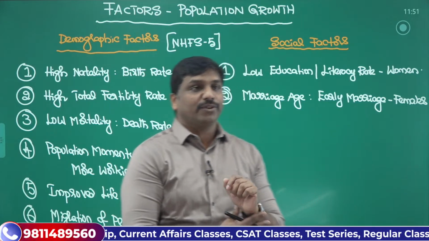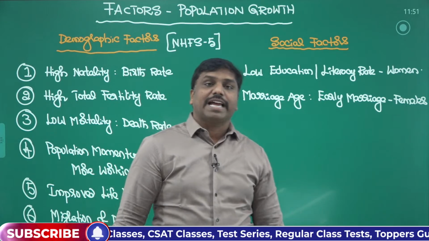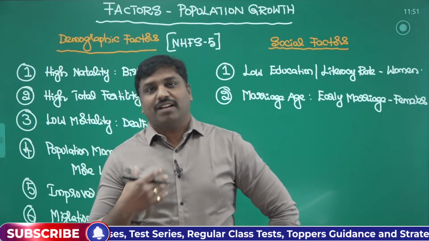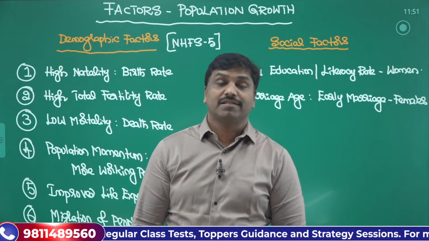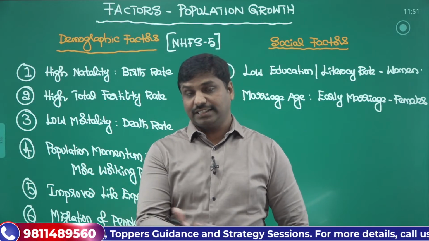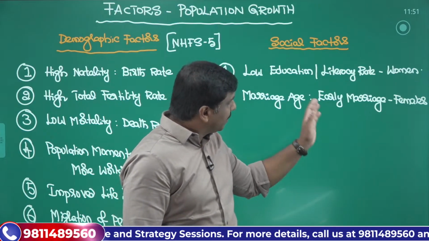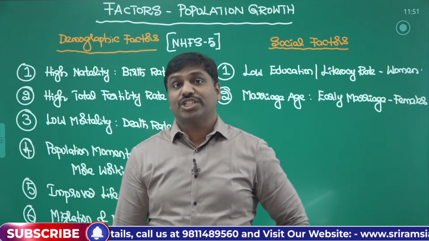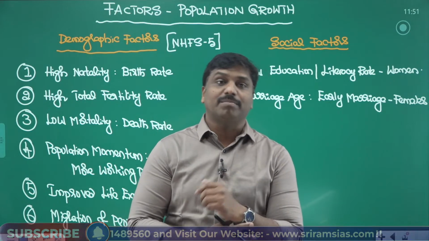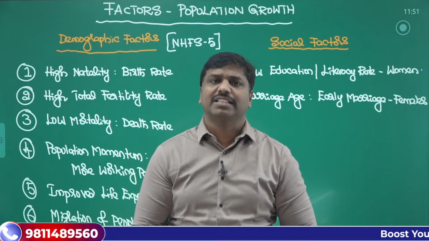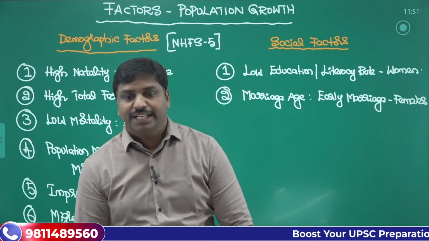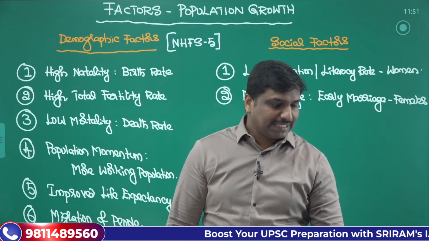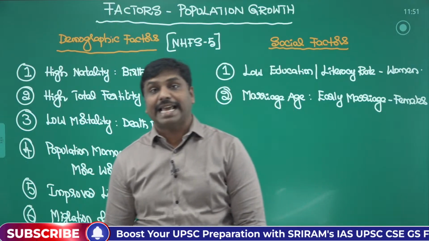So from that point of view, despite having so many legal legislations to support the age of marriage, still child marriages and early marriages are prevalent in India. So this was another important factor, right? So that is one thing. Then, what are the other aspects?